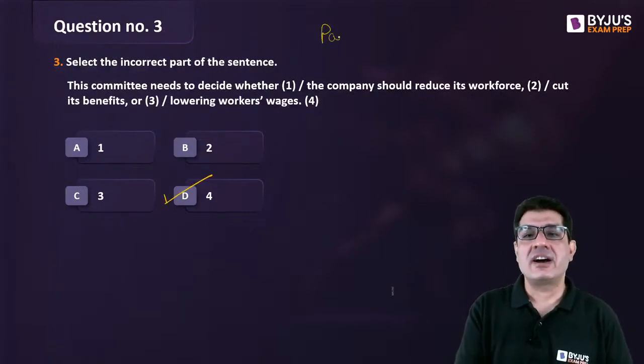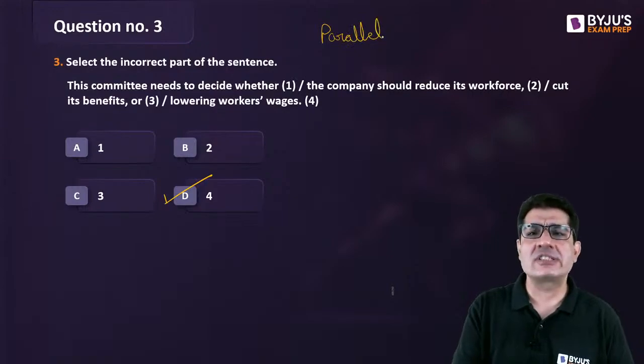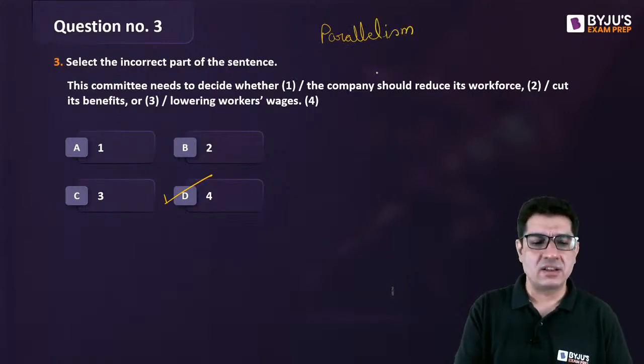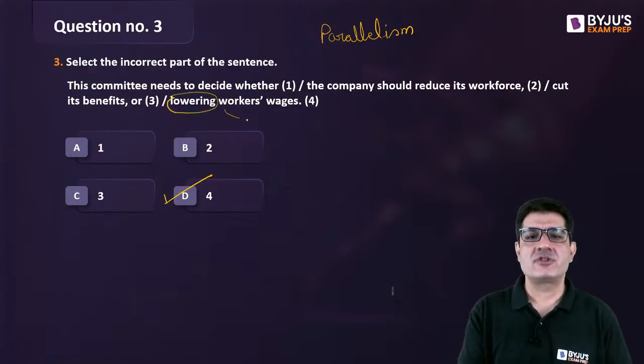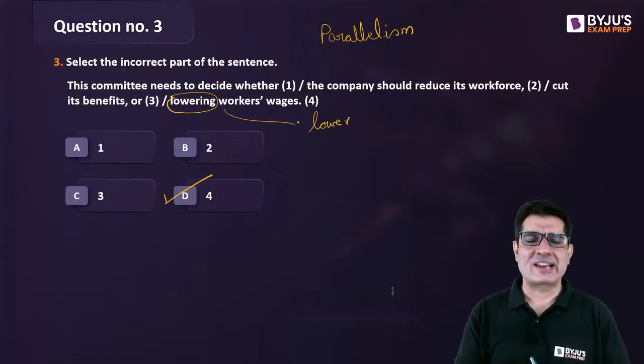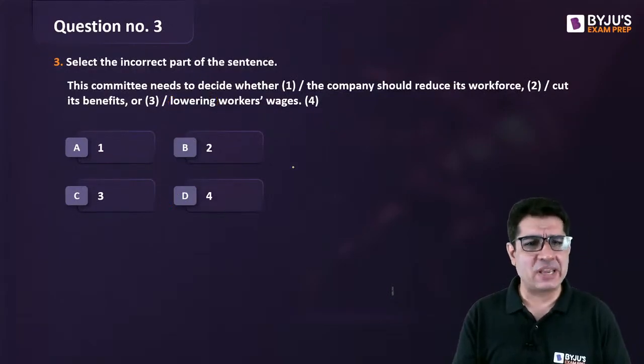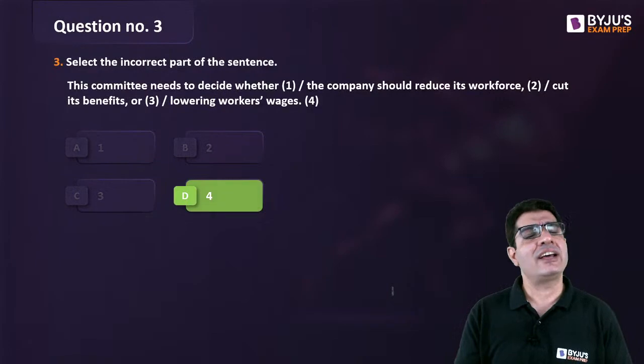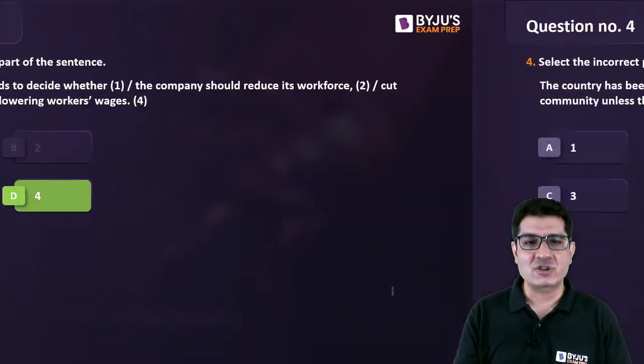There is this area that we study in grammar. It is called parallel construction, or simply put, parallelism. So instead of lowering, it should have been lower. It violates that parallelism thingy, and that is why D. And all of you have gotten it right. That's absolutely amazing. And with that, let's move over to our next question.